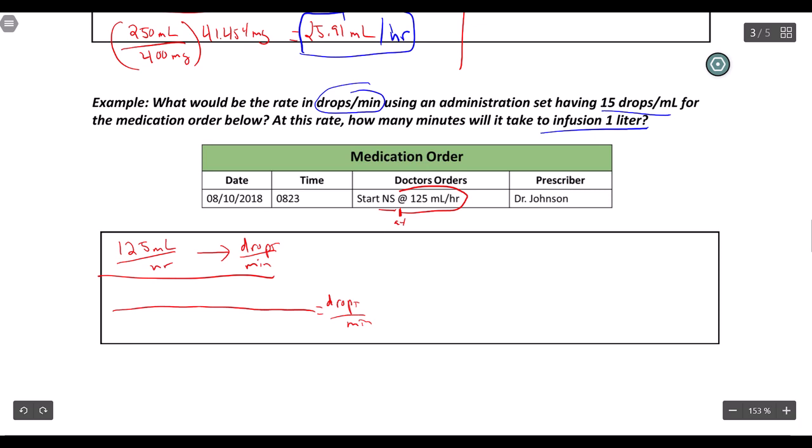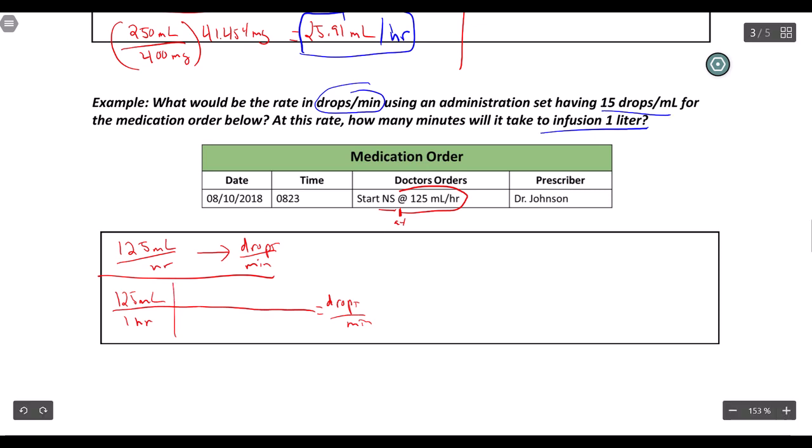The first thing that I would do is take what I have. I know that I have 125 mLs per hour. Hours has to be on the bottom because that's where the time is, and drops is what we're going to be getting. So I'm going to say 125 mLs is going to be infused over 1 hour.